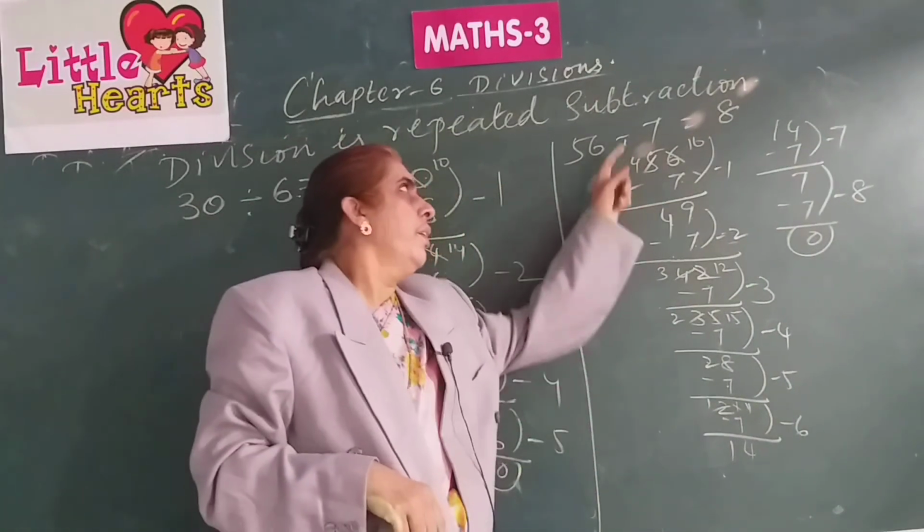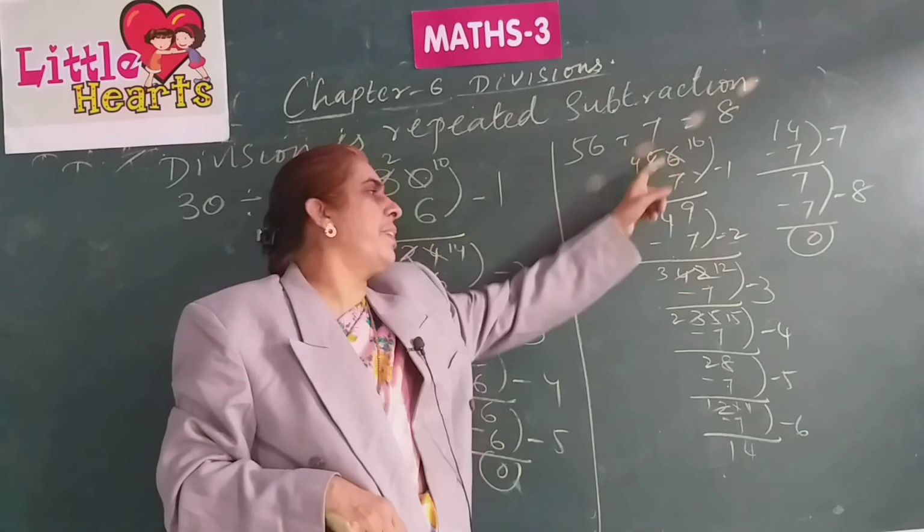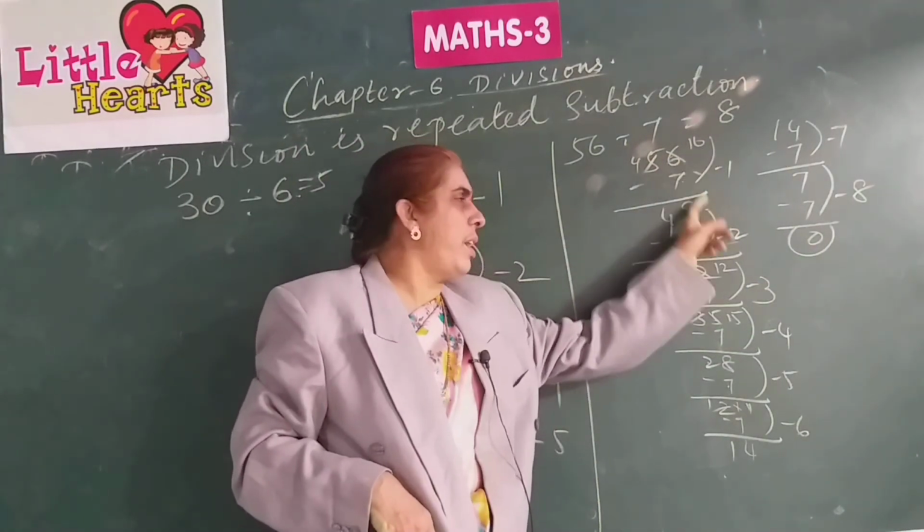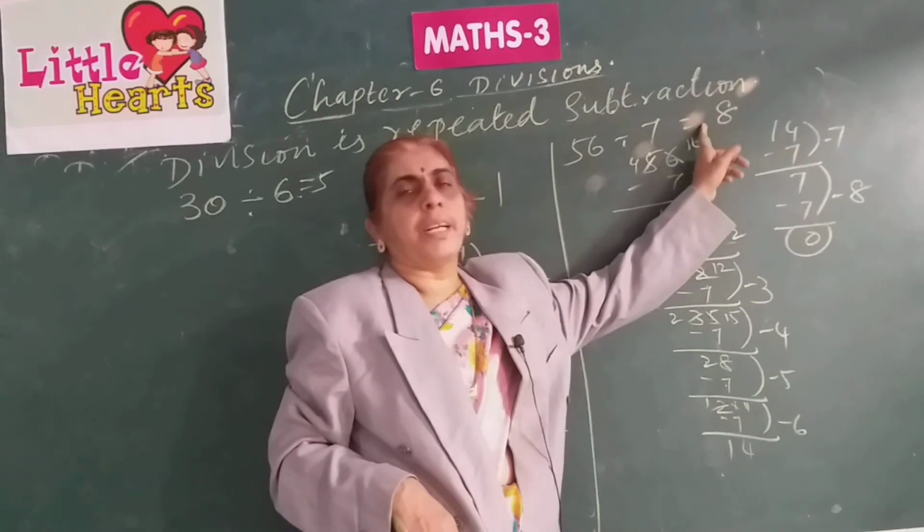In this way, you have to subtract the divisor at each step until you get the remainder 0. The number of times you have subtracted the divisor becomes the quotient.